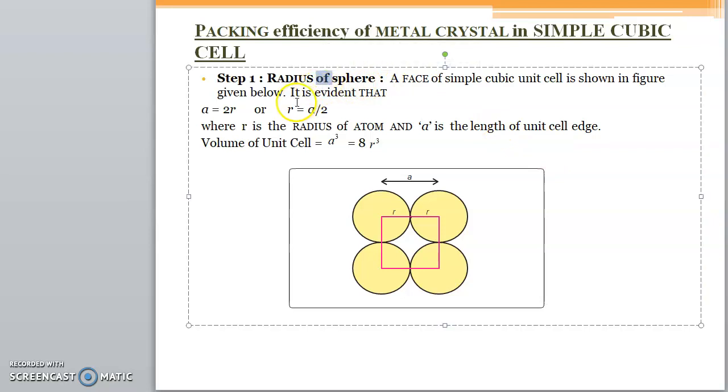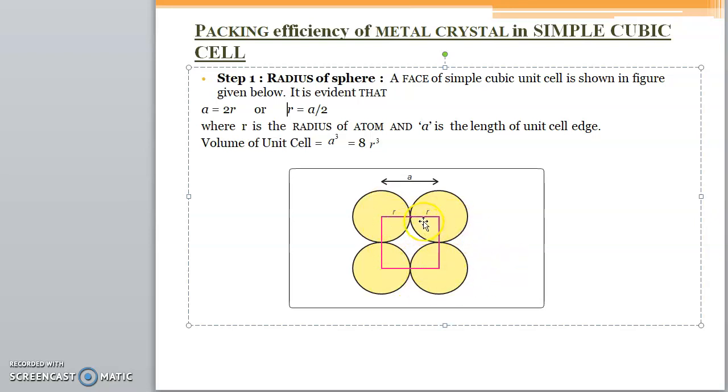This is how the simple cubic cell looks. From the front, we all know that it has 8 atoms in 8 corners, right? A face of a simple cubic cell is shown in the figure given below, over here. So it is evident that the edge length a is twice the radius. So this is the edge length, and something like this will be drawn here. This is the cube that is formed.